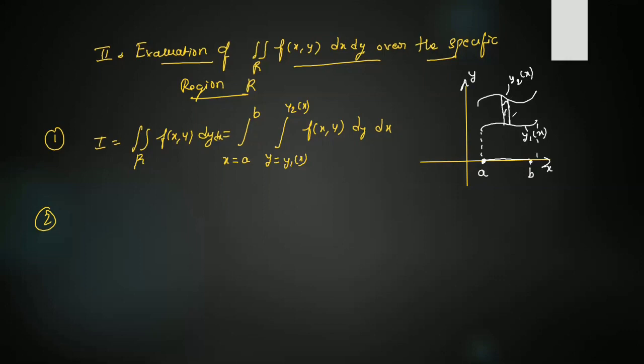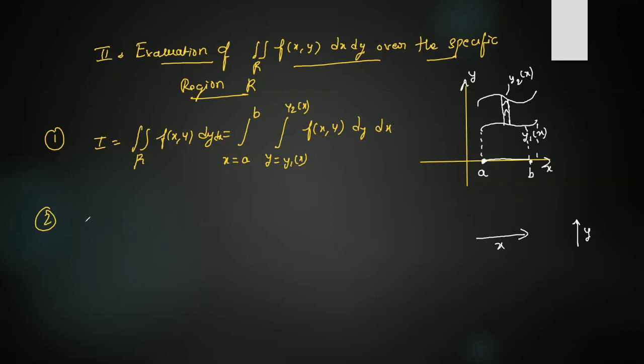So x is varying from A to B. Always x varies in the horizontal direction, and in the vertical direction, y varies. Remember it. In a horizontal direction x varies, in the vertical direction y varies. So when x is an independent variable, it varies from A to B, and y varies in this direction from y1 of x to y2 of x.